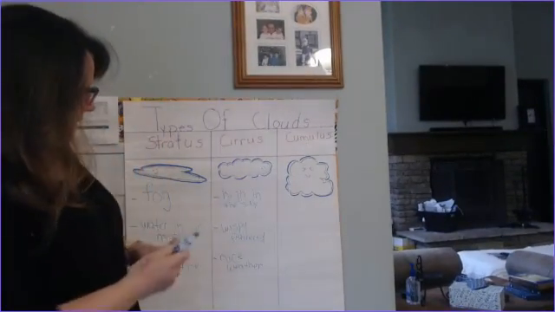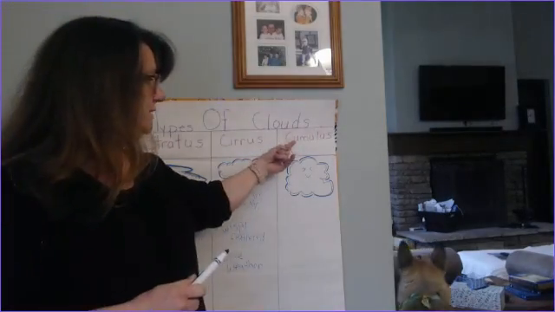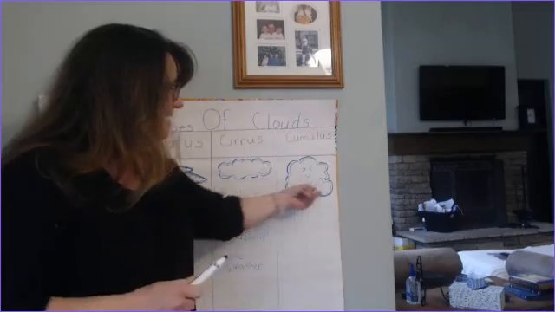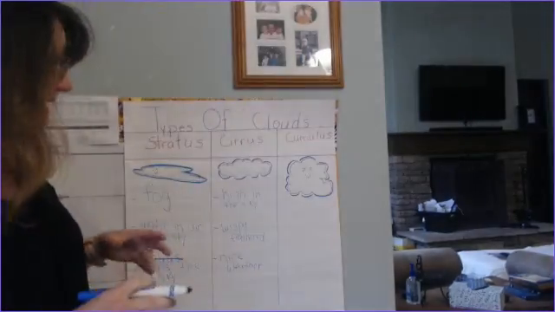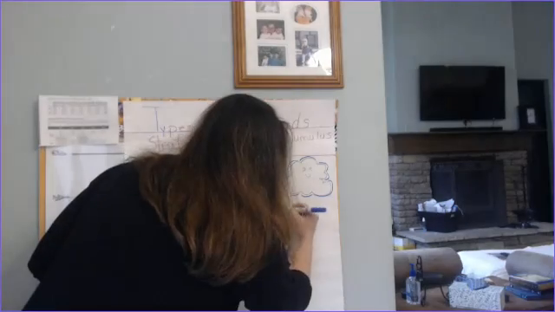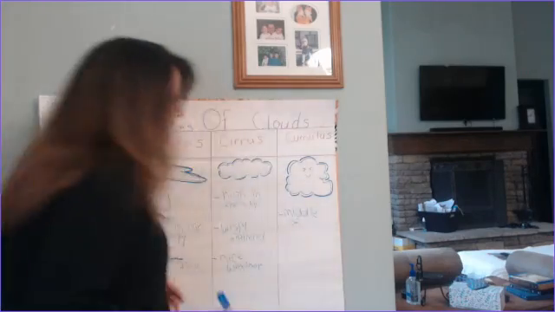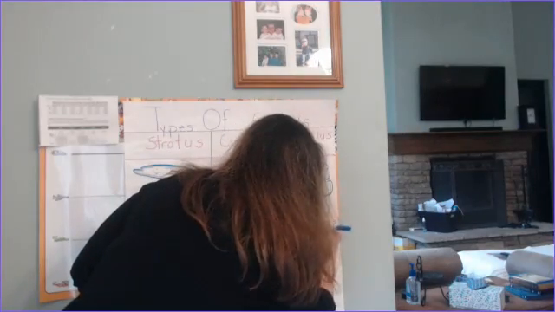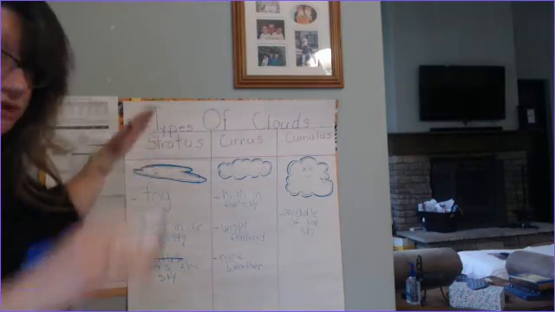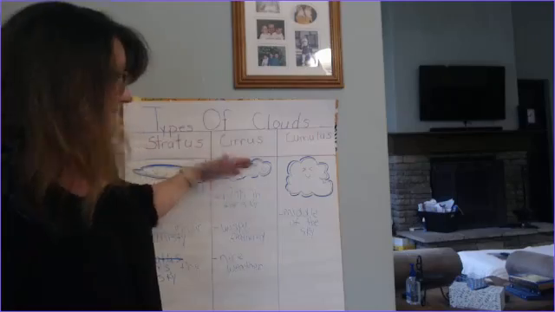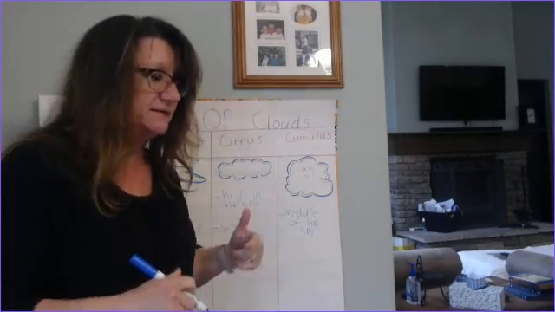Okay. The last cloud we want to learn about today is a cumulus cloud. And if you look at my picture, you can see that that cumulus cloud is a big, puffy cloud. And you're going to see that maybe in the middle of the sky. A cumulus cloud will be in the middle of the sky. So you have a stratus cloud, which is low, a cirrus cloud, which is really high, and this cumulus cloud, which is going to be right in the middle of the sky.